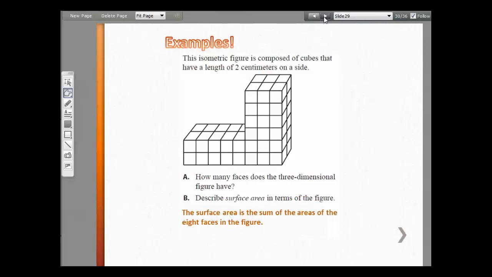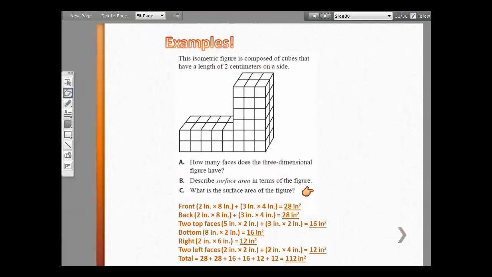Describe surface area in terms of the figure. I kind of just spit the answer right out there instead of talking to you about it. The surface area is the sum of the areas of the 8 faces of the figure. So you'd have to take the surface area of the front, the back, the right, and so on, and then add all those together. And that's what we did here. Now remember, I put inches in my problem and it's centimeters. Y'all have to forgive me for that.